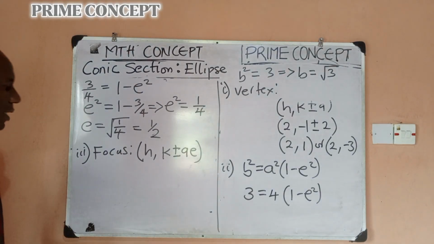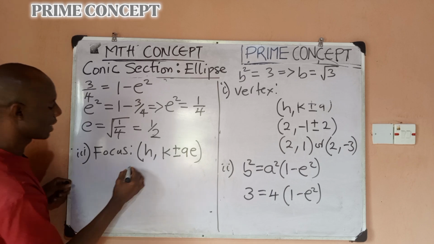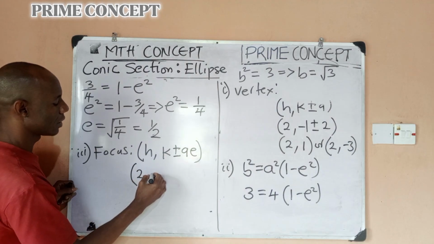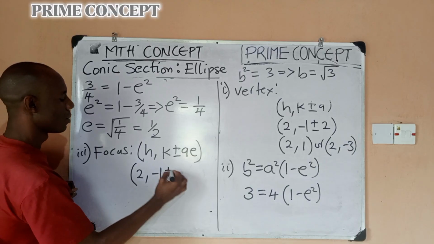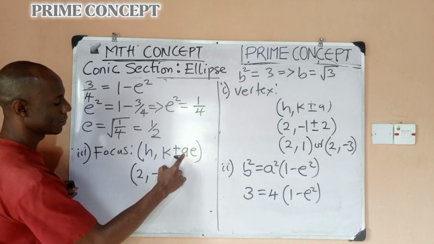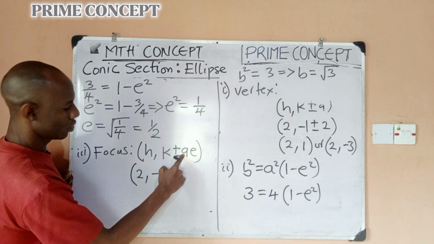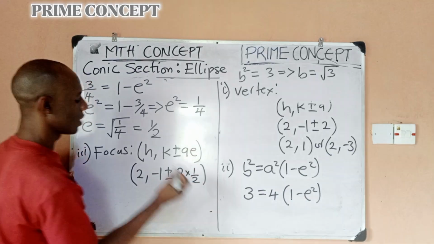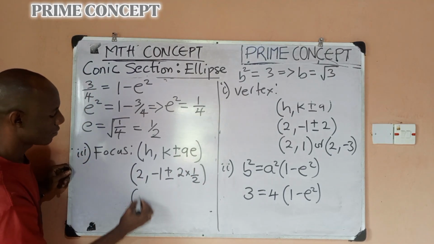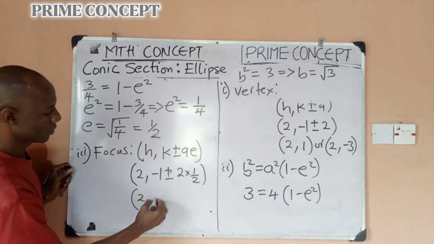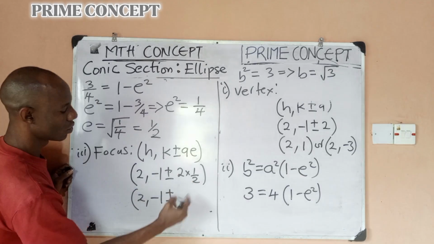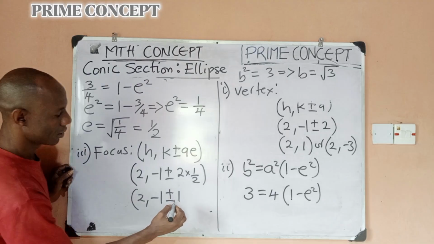So how do I find this? I know h, I know k, right? So I'll quickly write that my value for h is 2, comma, my value for k is minus 1 plus or minus, what is a? A is 2, so 2 times my e, which is 1 over 2. So this is what I have. So I have 2, comma, minus 1 plus or minus, this would go, you have 1, right?